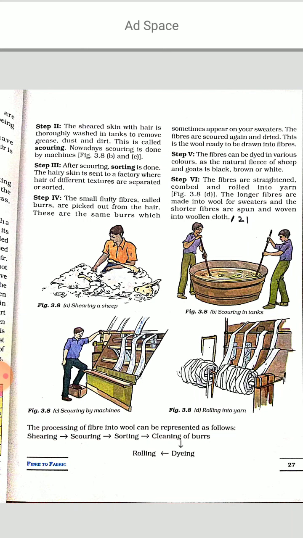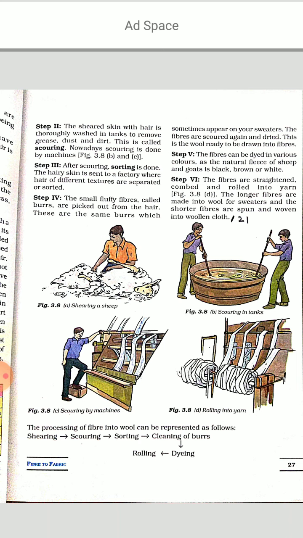Step 2. The sheared skin with hair is thoroughly washed in tanks to remove grease, dust and dirt. This is called scouring. So first is shearing, then scouring. What is scouring? Washing of the skin with the hair. Nowadays, scouring is done with machines.